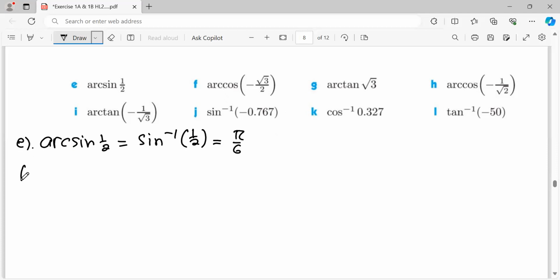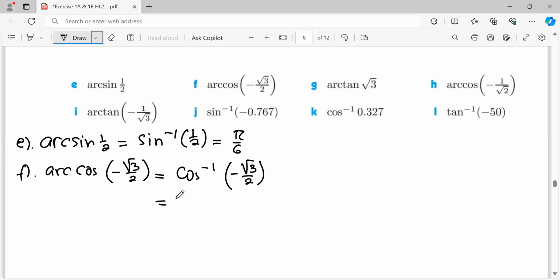Next one, F. Arccosine of minus root 3 over 2 equals cosine to the power negative 1, or inverse. Cosine of how much equals negative root 3 over 2? Cosine of 5 pi over 6.